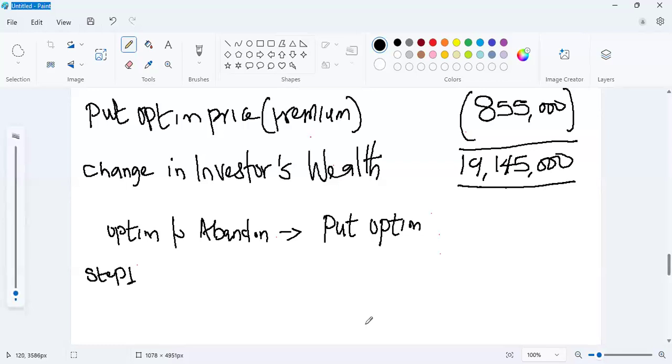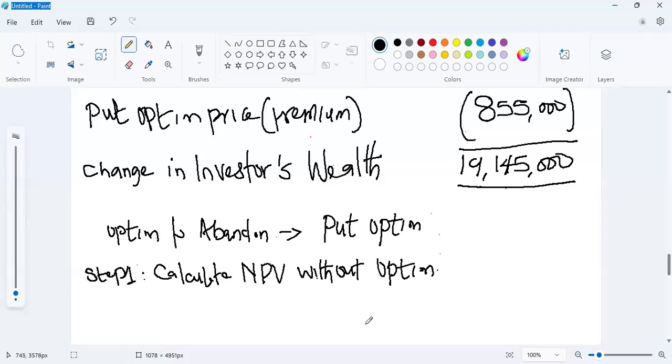Step 1: calculate NPV without option to abandon. Calculate the NPV of the project without the option to abandon the project.